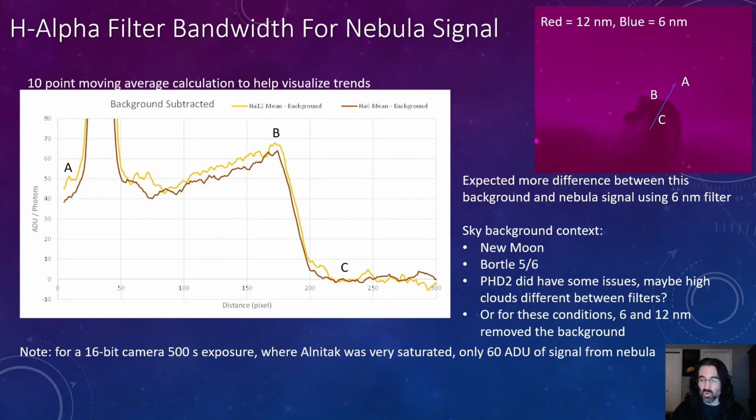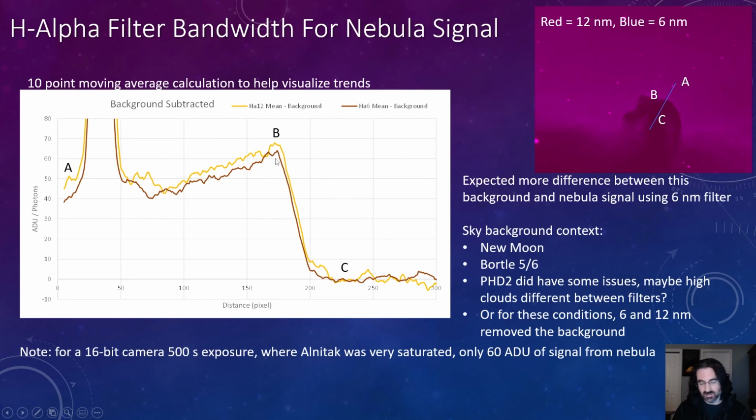so maybe I had some intermittent clouds come through during some of these images. Or for these conditions, maybe the 6 and 12 nanometer filters remove the background to the same extent. And again, they don't create signal. All they do is remove that background. So maybe that's what we're seeing here, is it successfully removed the background using both filters, and we got the same amount of signal.